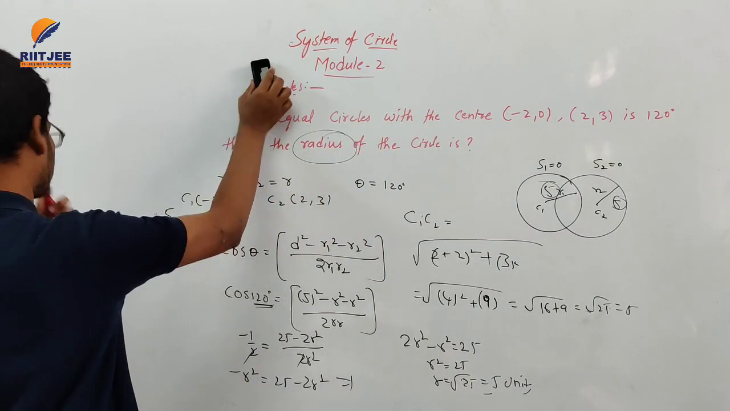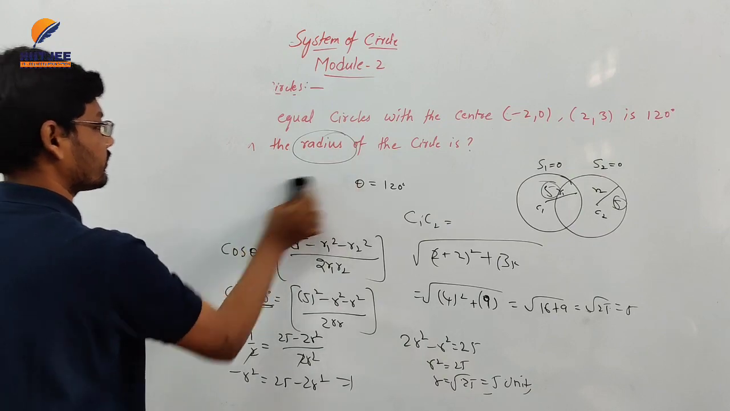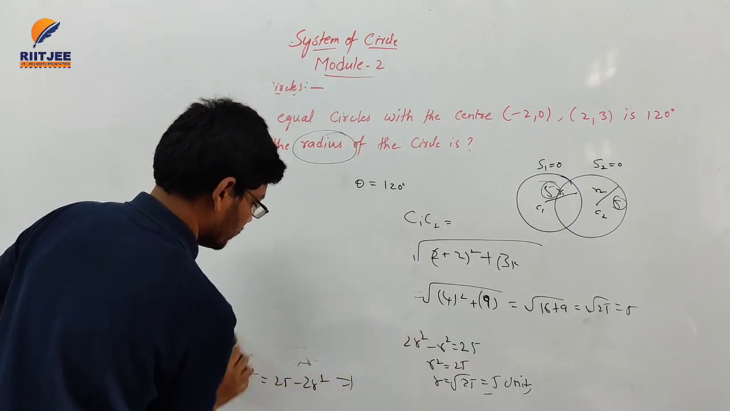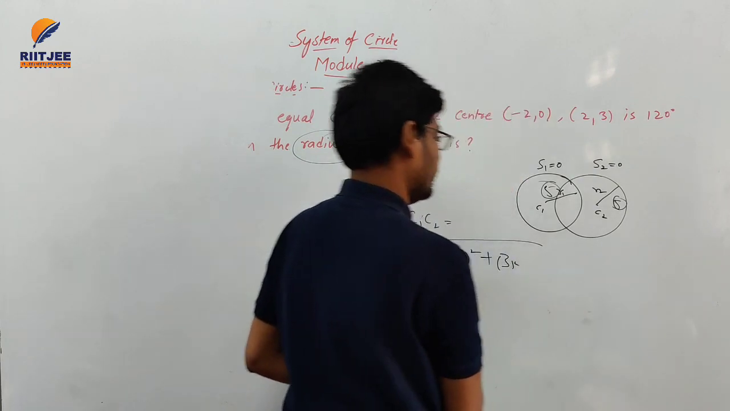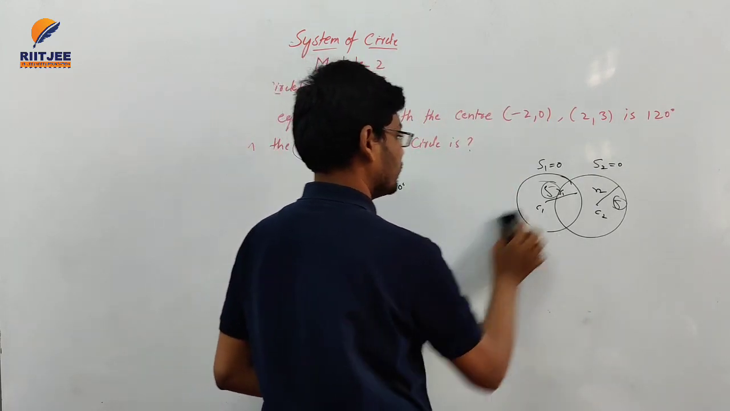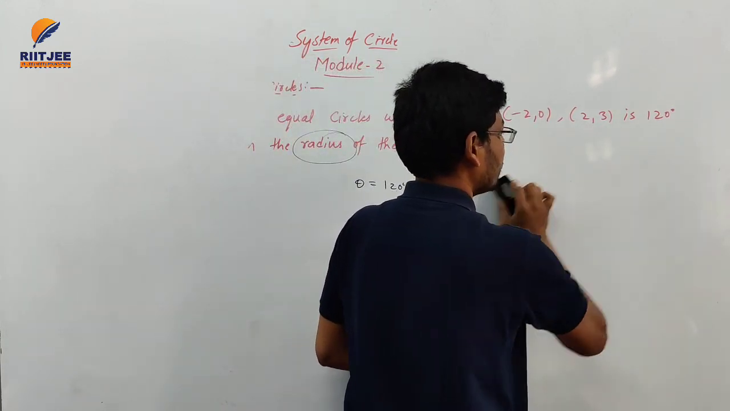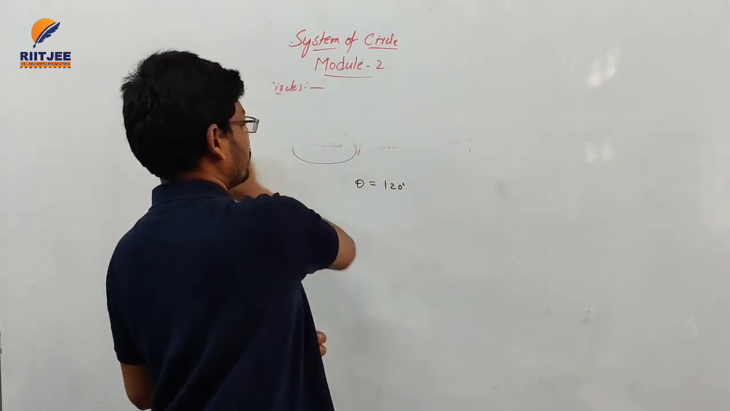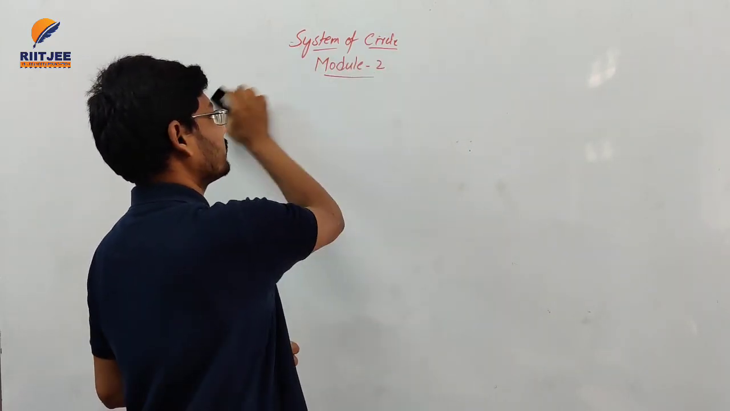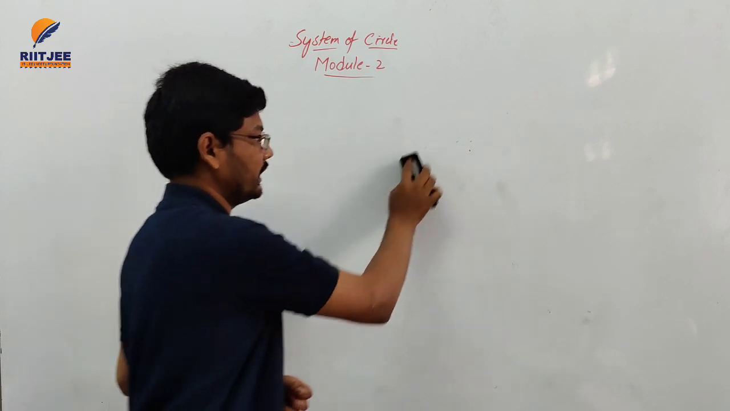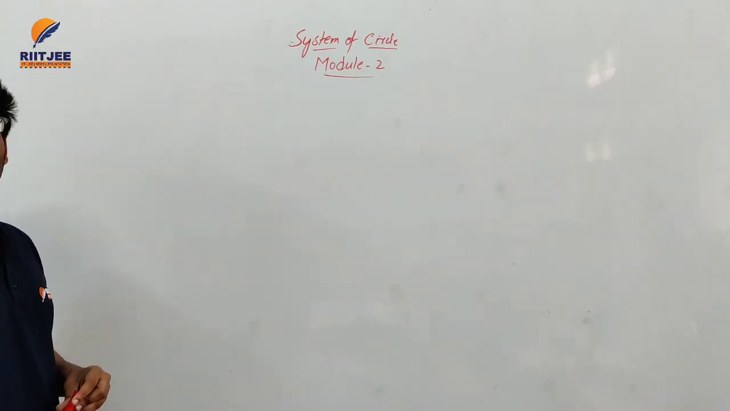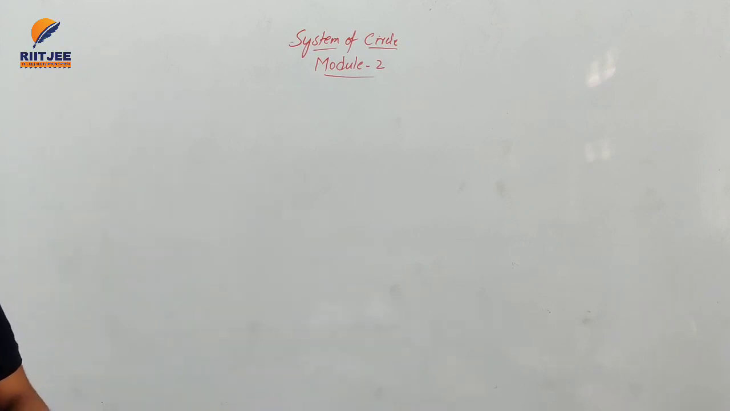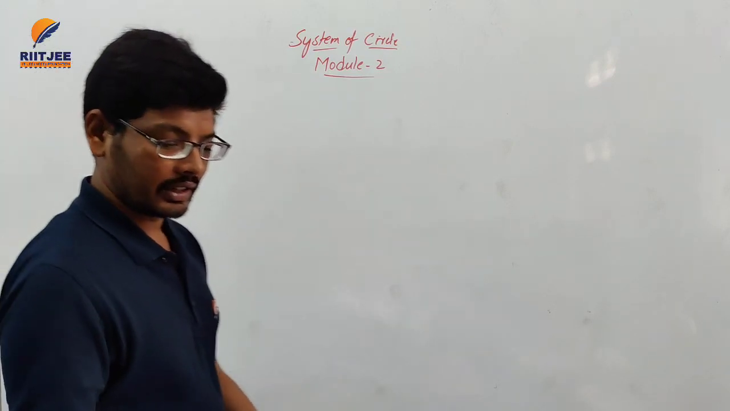This is the process to find the answer. You need to be faster in calculation while solving the question, then only can you crack it within the time. You should crack each and every question in less than 1 minute, then only is it possible to crack the exam. And the next topic is radical center and orthogonal circles.